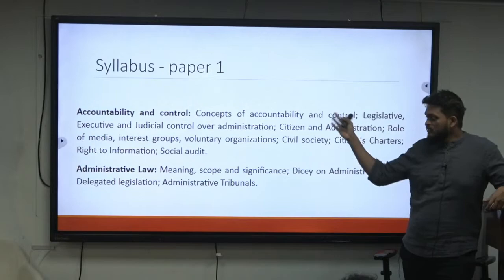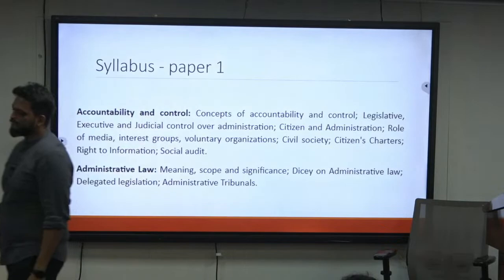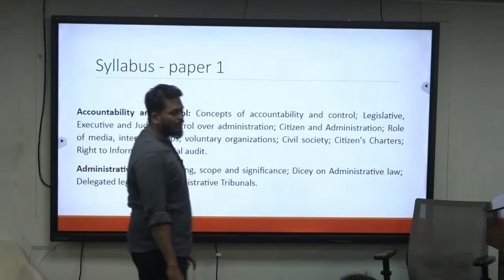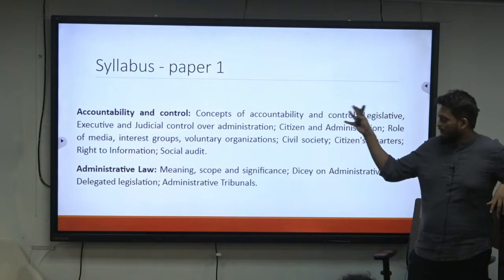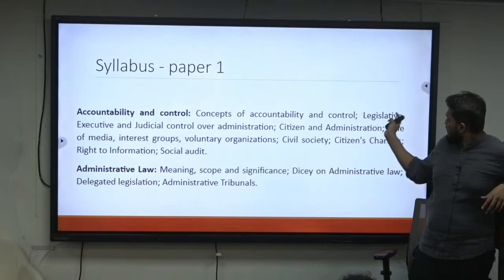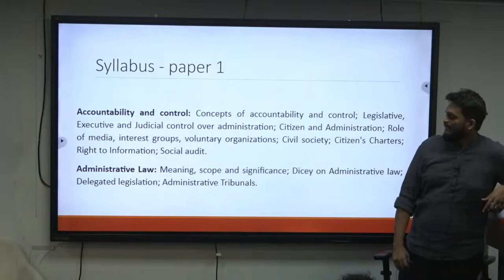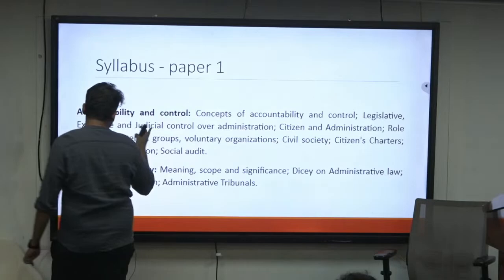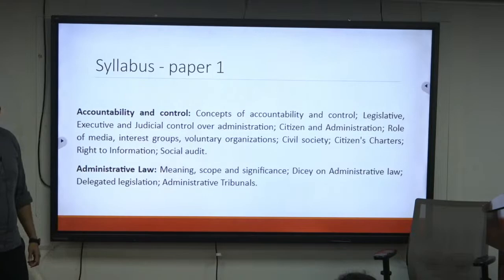In government, anybody who is working is answerable. Answerable to whom? To their superiors, higher authorities. They are answerable to the media, to politicians who will direct them. They are answerable to the CVC and CAG. So a lot of institutions are there which will hold government accountable, so that there is no corruption and so that they will achieve their goals. This is accountability and control. You can see legislature is holding the executive accountable. In polity, you would study that. Same thing we will study in much more depth. The judiciary is holding whatever government does accountable. So these are all accountability mechanisms. What are all the ways in which government is held accountable?